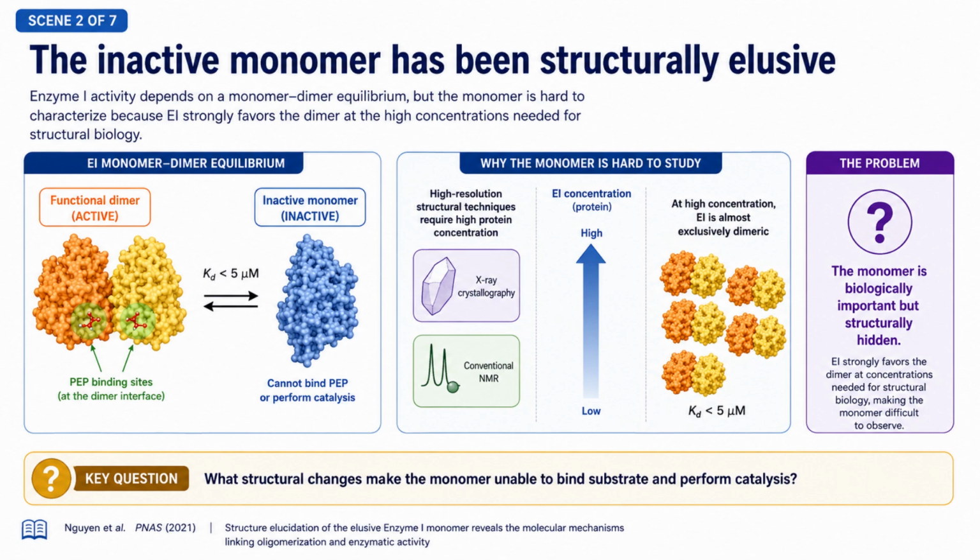The enzyme functions as a dimer, but under physiological conditions it exists in a monomer-dimer equilibrium. The dimer is active, the monomer is inactive, but the structure of the monomer had remained elusive, because enzyme 1 strongly favors the dimer at the high concentrations needed for conventional structural biology.